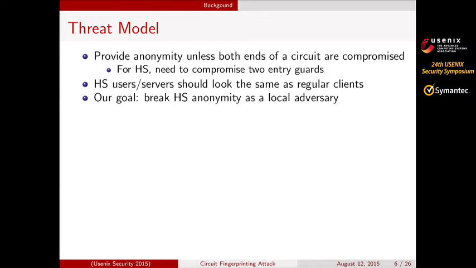Our goal in this work was to break hidden service anonymity as a local adversary, namely an adversary observing only one end of the circuit. We have a couple of assumptions. One is that the adversary can get accurate packet information, which should be pretty straightforward, things like the direction of the packet and timing of the packet. Another assumption, perhaps a little stronger, is that the adversary has circuit-level visibility, meaning that it can tell circuit A apart from circuit B.